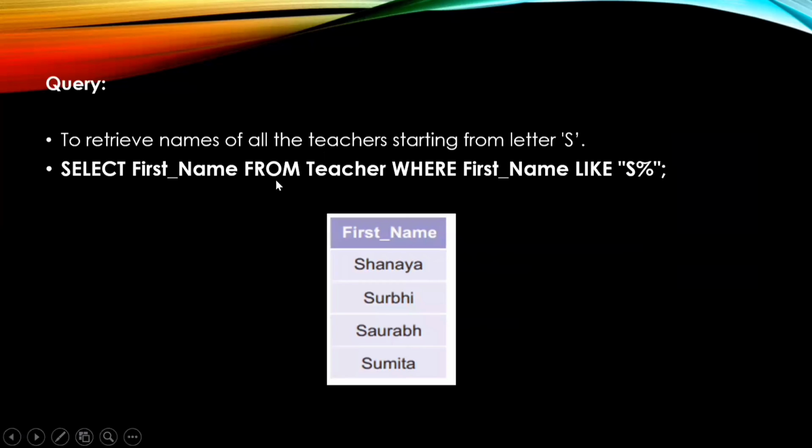Okay. So next, let us see another query. To retrieve names of all the teachers starting with the letter S, select first name from which table? Teacher table, where first name like S percentage. So the names starting with S will be displayed on the screen.